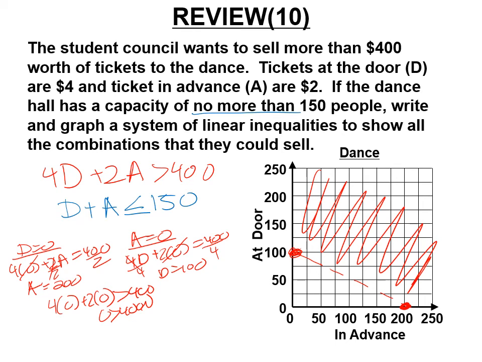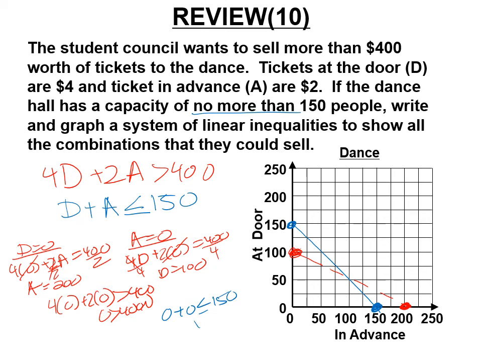The other one, if D equals 0, we sell 150 in advance. Let me get rid of this. And if we sell 0 of the advance, we can sell 150 at the door. And this one will be solid. And now this, right, 0, 0 is a solution. So we're shading below. So we're shading above the red and below the blue.